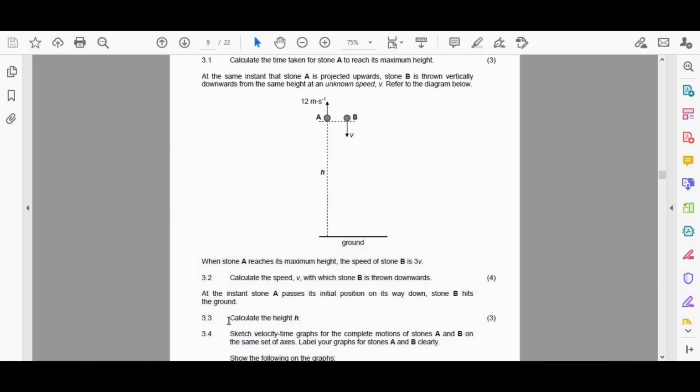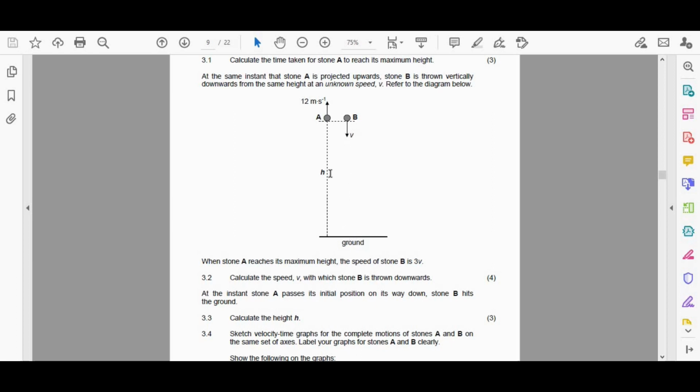Now we're heading off to 3.3. It says that at the instant stone A passes its initial position, on its way down, stone B hits the ground. Calculate the height h. Let's read it again. At the instant stone A passes its initial position, which is over here, so when it reaches its maximum height on the first journey, it starts to come back down. When it passes its initial position, this horizontal line at the top, stone B already hits the ground.